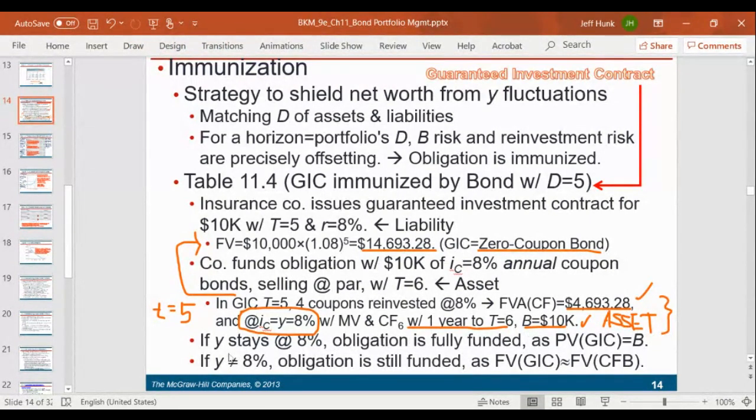So this is the reasoning behind it. If the interest rate stays at 8%, the obligation is fully funded, as the present value. The present value of the GIC is the same as when you bought it. I'm sorry, it's one way to say that, but it's a bit misstated. Anyway, present value, that's 10K, 10K.